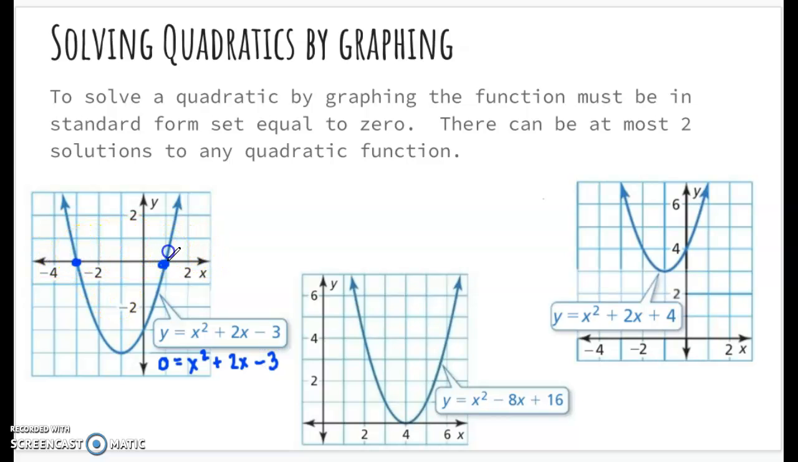Okay, so here we have two solutions. We have a solution at x equals -3, and we have another solution at x equals 1. All right, this next parabola has only one solution. It's only touching our x-axis right here at x equals 4. And this last parabola is not touching our x-axis at all. That means that this has no solutions, or 0 solutions.